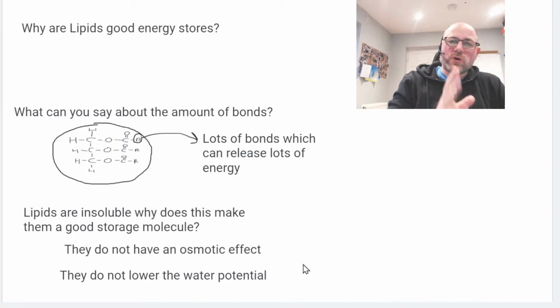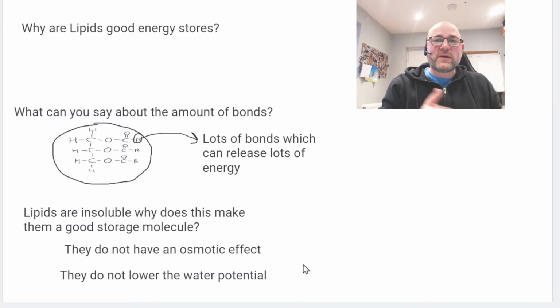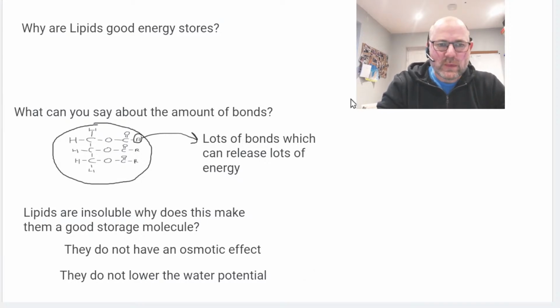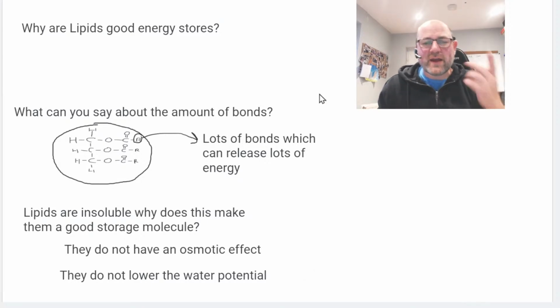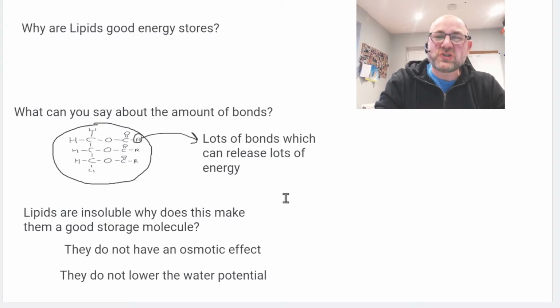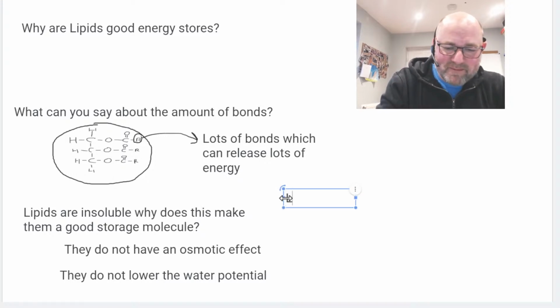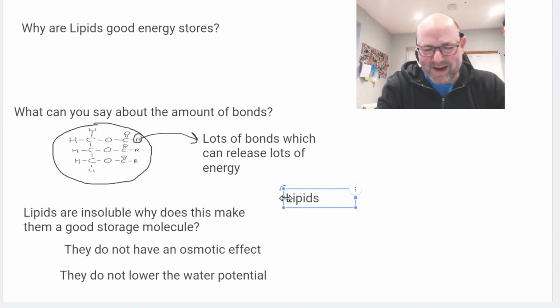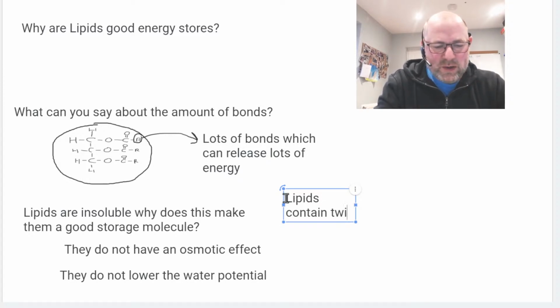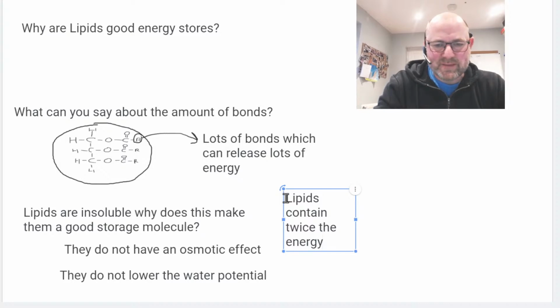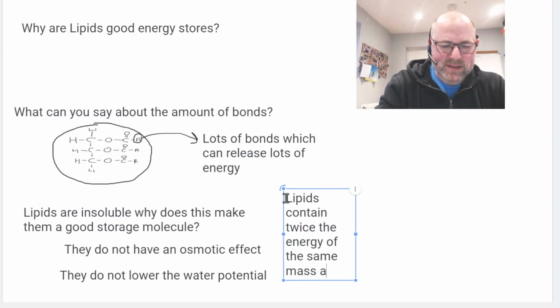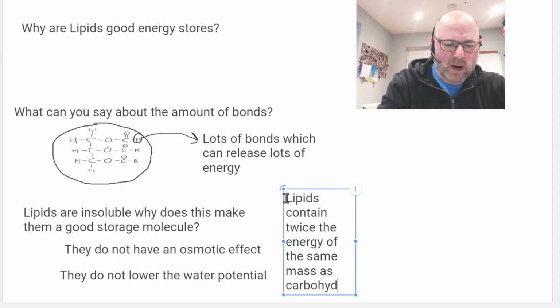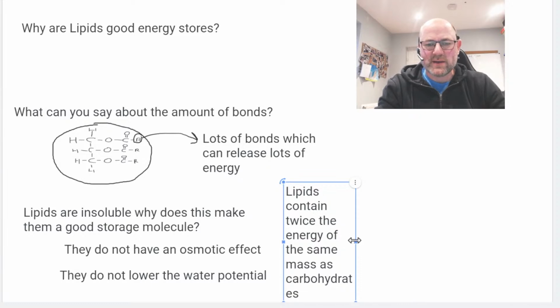So when you want to store stuff, it's best to make it so it isn't soluble in water, then it can't change the concentration of the water or the water potential. So that's why lipids are really good. In fact, another thing about lipids, which is why I'm fat, is lipids contain twice the energy of the same mass of carbohydrates. It's not quite twice, but yeah, it's a lot more.